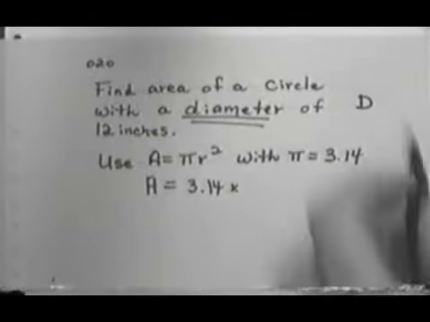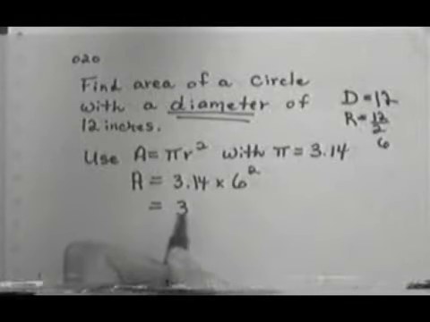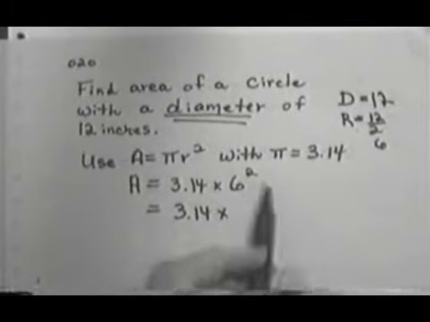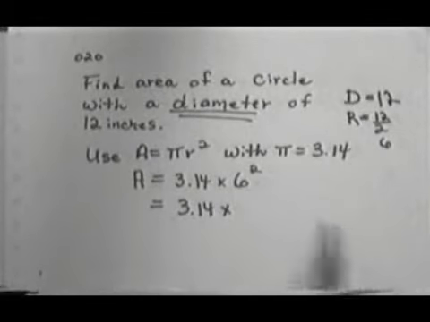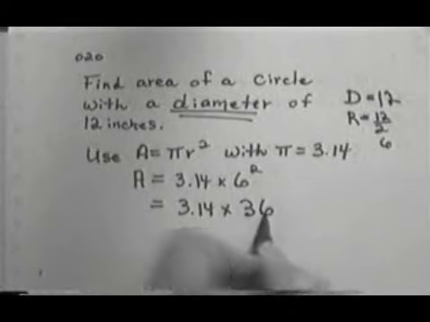So if we come back here and work with our formula, we're going to have to put in 6 squared. Can't use that 12 or it's going to give us an answer that's too big. So you've got to get your radius first. The radius is half of the diameter. So if we follow our rules for order, we do our power first. So we'd have 3.14 times 6 squared. Well, squaring 6 just means that 6 is used as a factor twice. So we'd say 6 times 6, and that would give us 36.